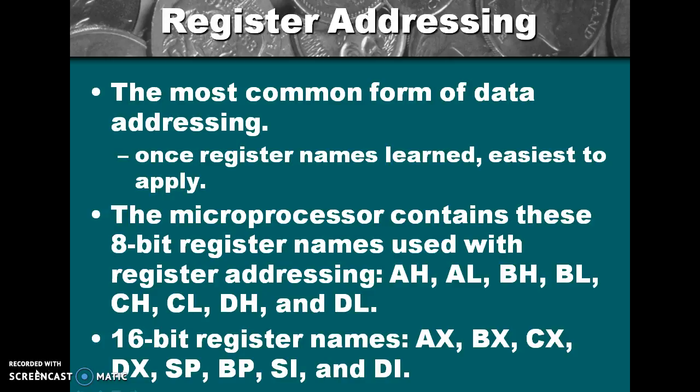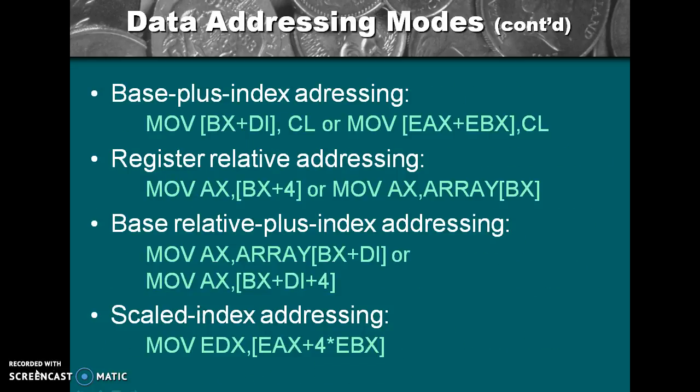The most common form of data addressing is register addressing, and the register names are easiest to apply. The microprocessor contains these 8-bit register names used with register addressing: AH, AL, BH, BL, CH, CL, DH, and DL. The 16-bit register names are AX, BX, CX, DX, SP, BP, SI, and DI.